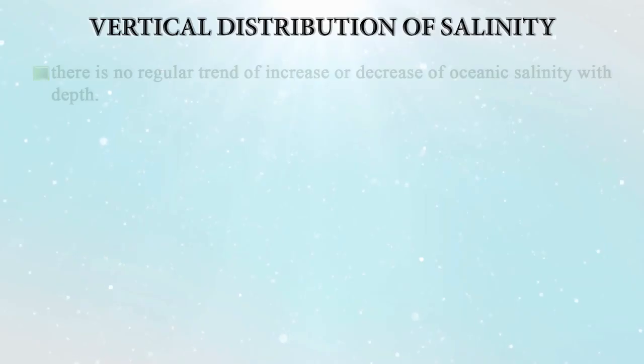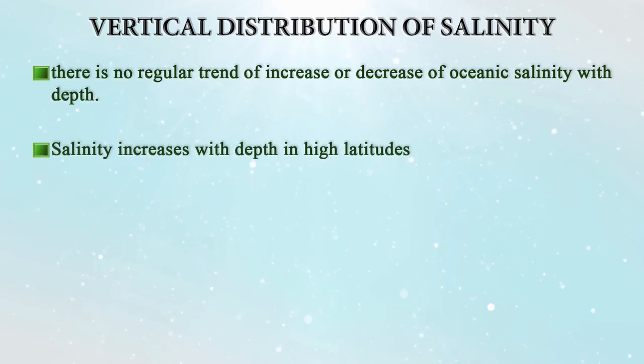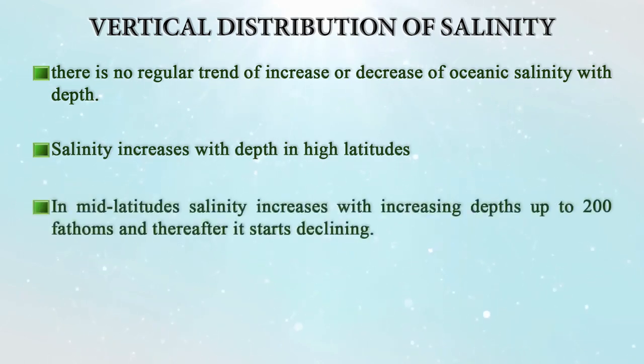Since oceans are three dimensional, we need to study the vertical distribution of salinity along with the horizontal distribution of salinity. There is no regular trend of increase or decrease of oceanic salinity with depth that has been reported by famous oceanographers. Salinity increases with depth in high latitudes. In the middle latitudes, salinity increases with increasing depth up to 200 fathoms, and thereafter it starts declining.